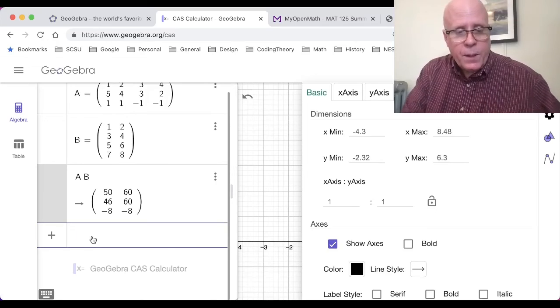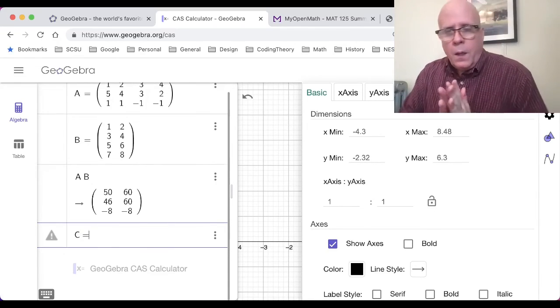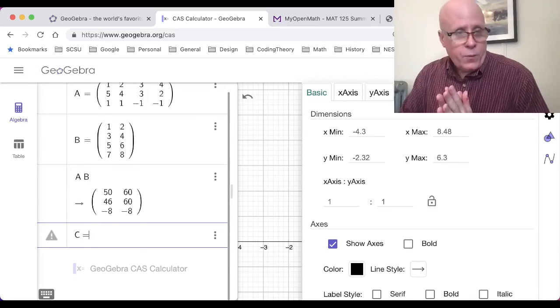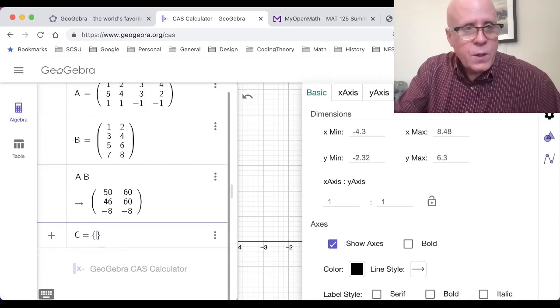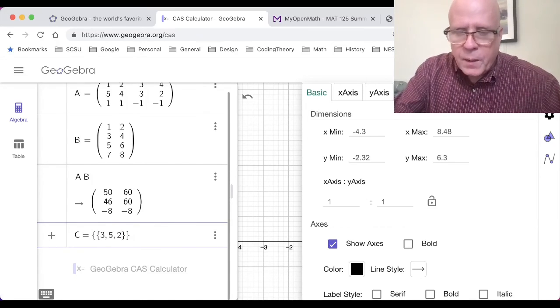I'm going to make a matrix, I guess we'll call it C. And I want this to be 1 by 3. So that is, I will have a single row with 3 numbers in it. Just randomly making up numbers. But that's a matrix that we've defined.